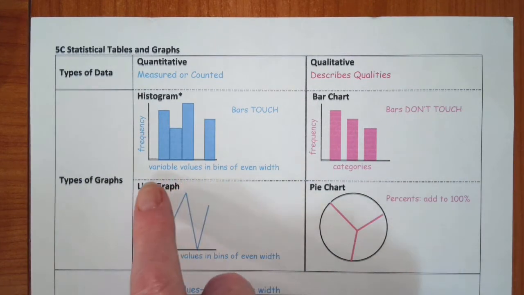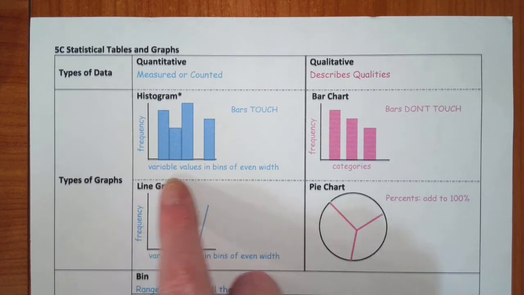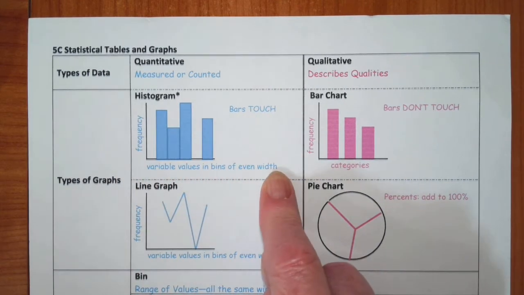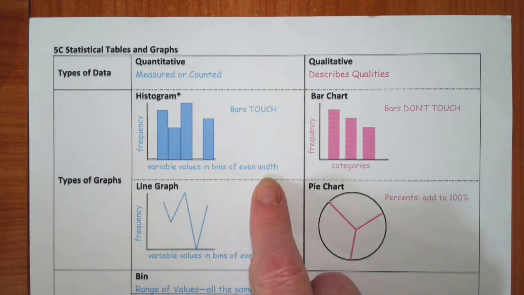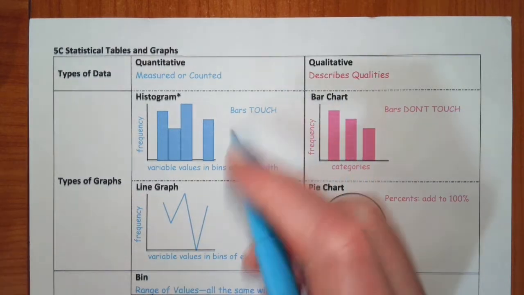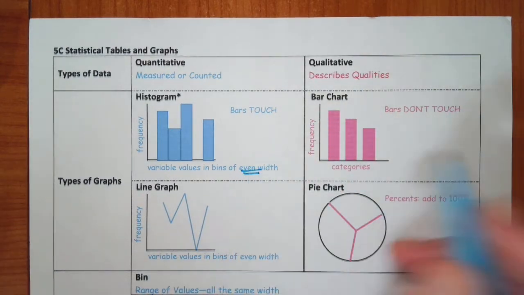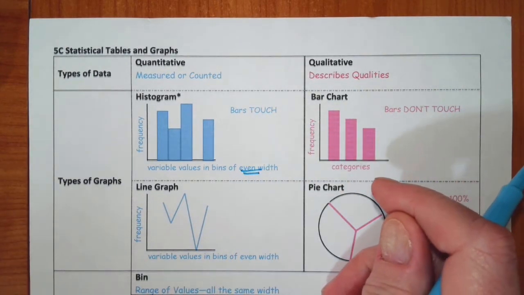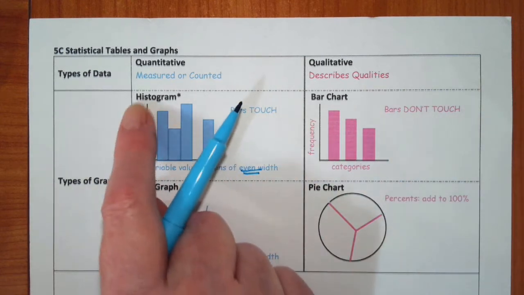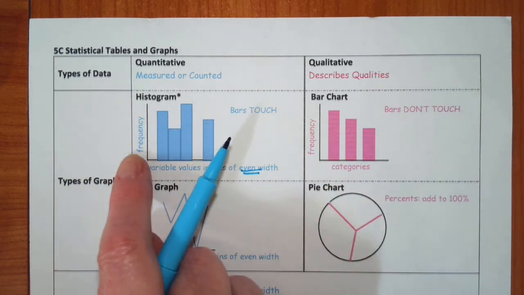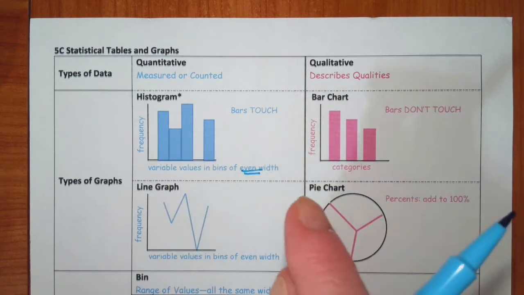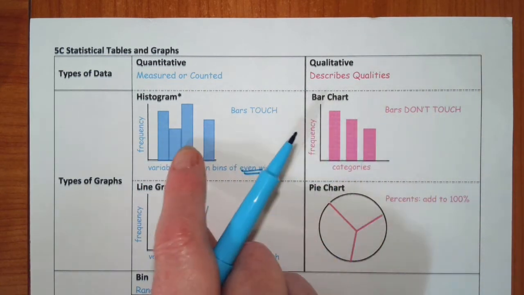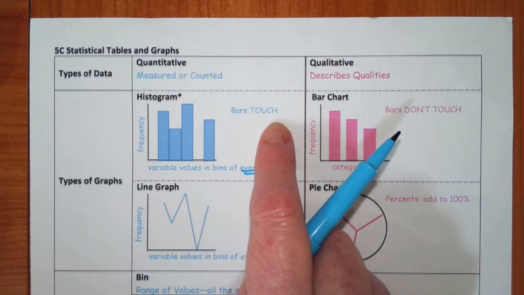On these, both axes are numbers. On this one, it's going to be the width of the bins, and the bins have to have an even width. They have to be the same size. And then the vertical axis is the frequency. How many are in what particular bin, and that tells you how tall the graph is. And in a histogram, the bars touch.